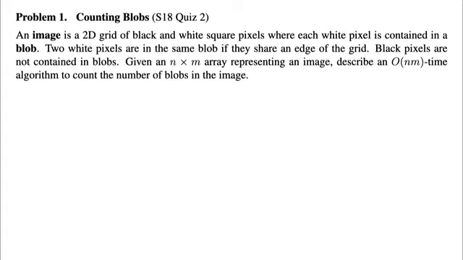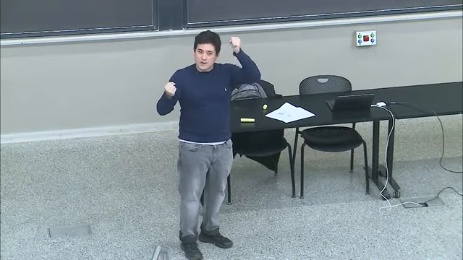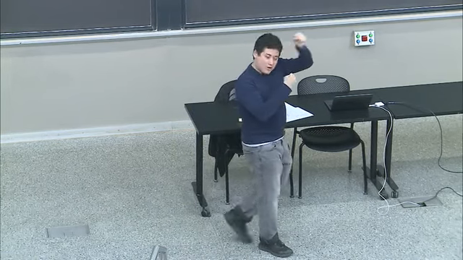And what we say is each white pixel is contained in a blob. Okay, but what is a blob? I'm kind of giving you an implicit definition of what a blob is. Two white pixels are in the same blob if they share an edge of the grid. So this kind of tells me this graph has an edge if these pixels are adjacent and they're both white, right? That's what it means. But an interesting part about that definition is that it kind of is transitive, right?